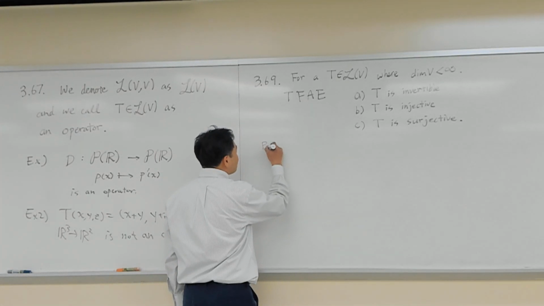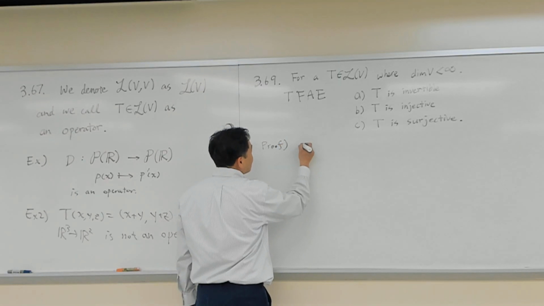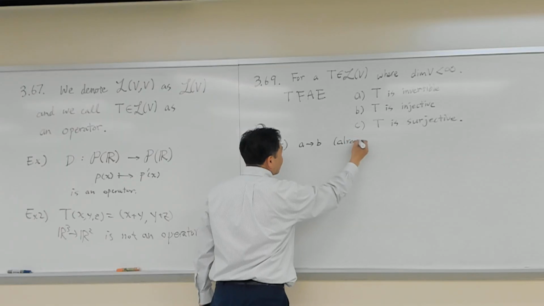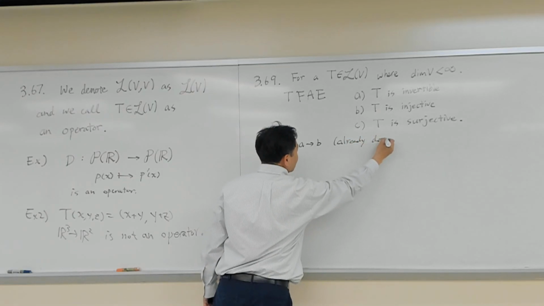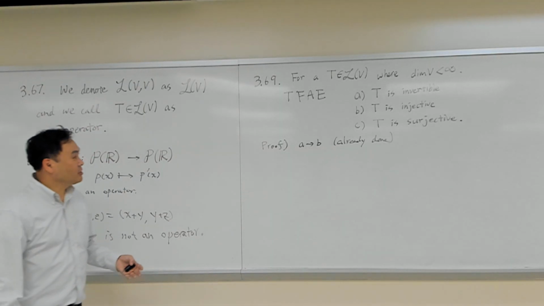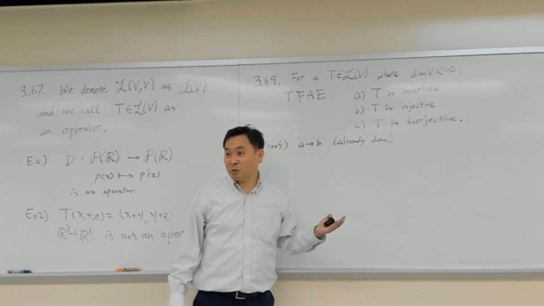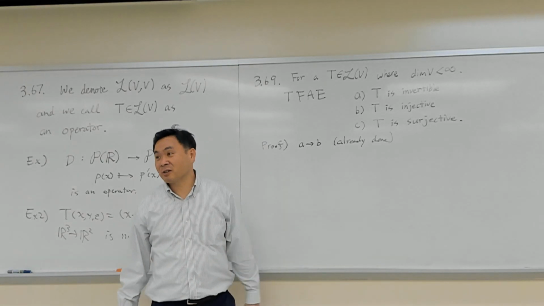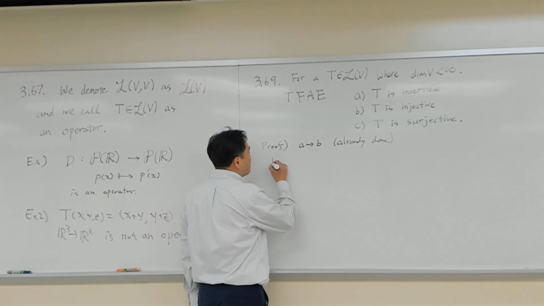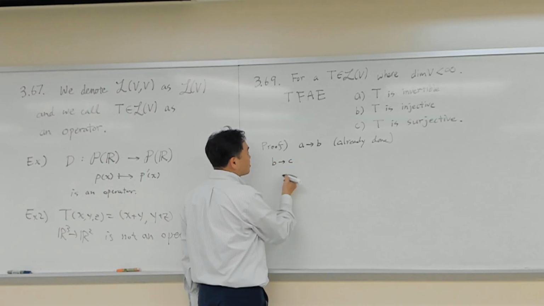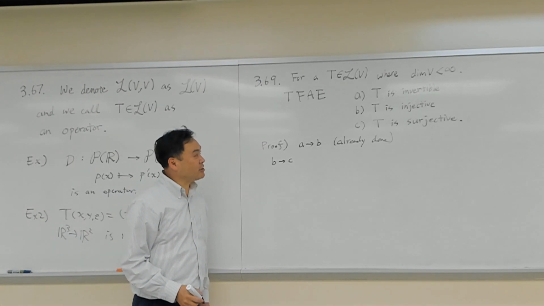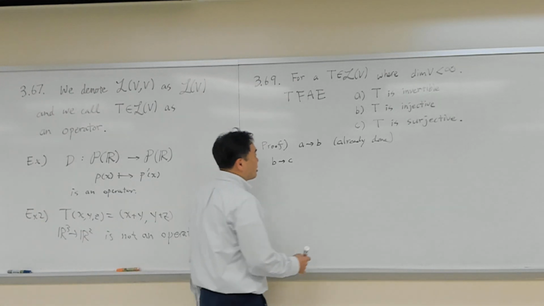So let's prove it. Proof. Well, A implies B is already done. We proved a few moments ago that if something is invertible, then it's both injective and surjective, and vice versa. Now, B implies C. So let's try to show that. If T is injective, then T is surjective. So how does that work?